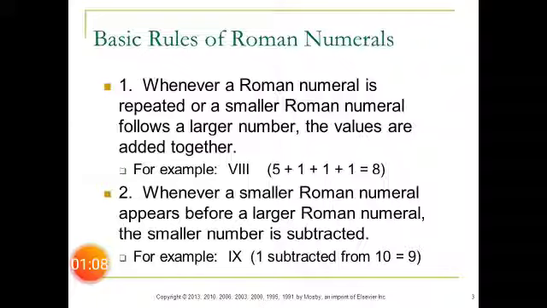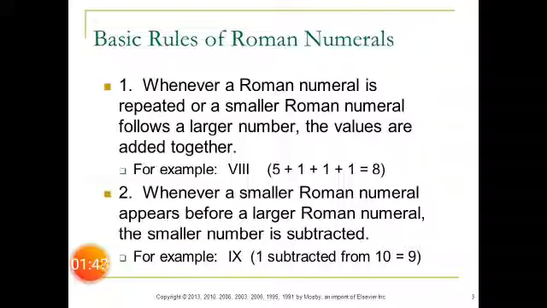Number 1 point is, whenever a Roman numeral is repeated or a smaller Roman numeral follows a larger numeral, the values are added together. For example, VIII. V is represented by 5 and I is represented by 1. But here I is 3 times, so 1 plus 1 plus 1 is equal to 3, or 5 plus 1 plus 1 plus 1 is equal to 8. Or VIII is equal to 8.